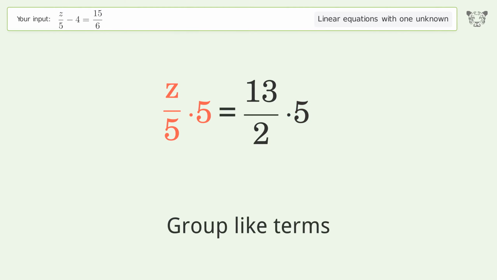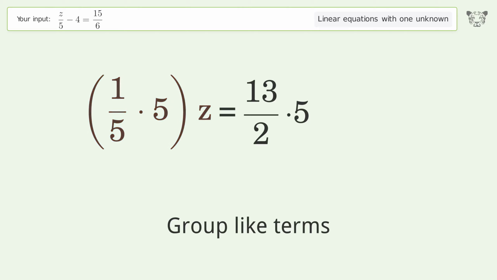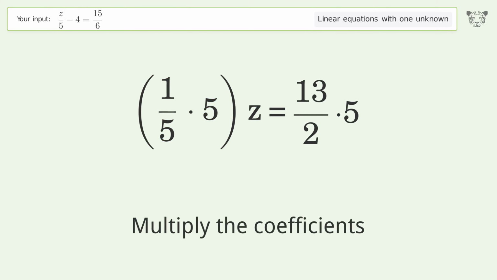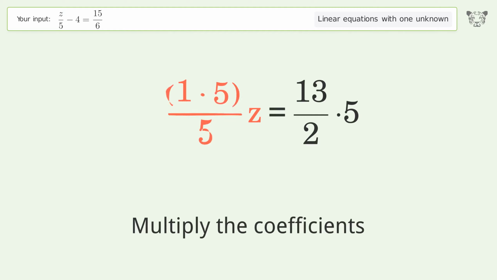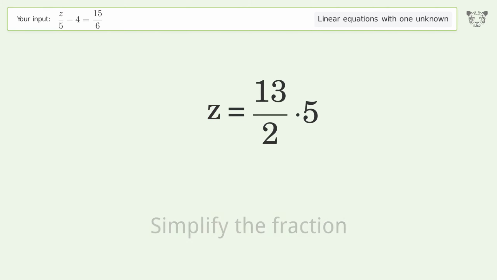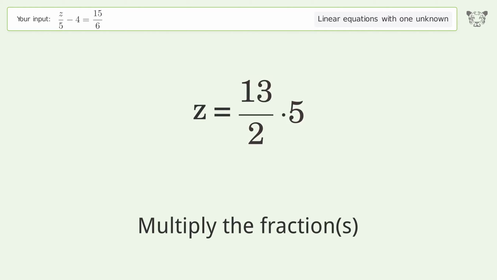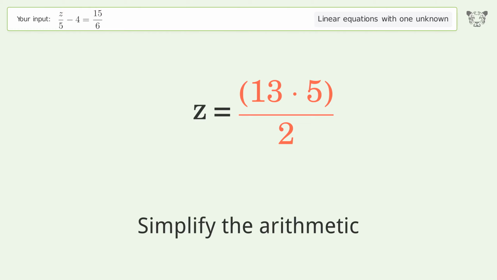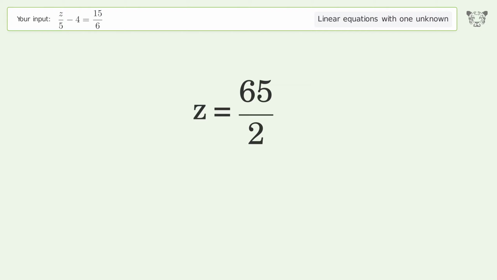Group like terms. Multiply the coefficients. Simplify the fraction. Multiply the fractions. Simplify the arithmetic. And so the final result is z equals 65 over 2.